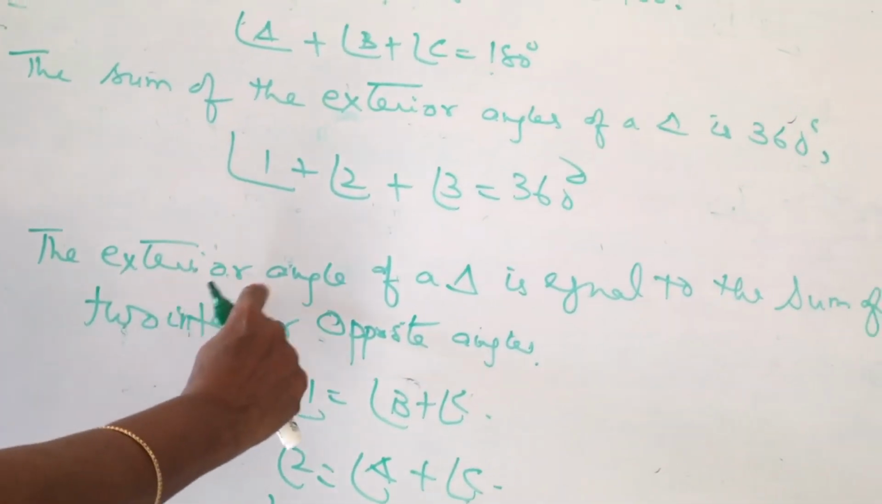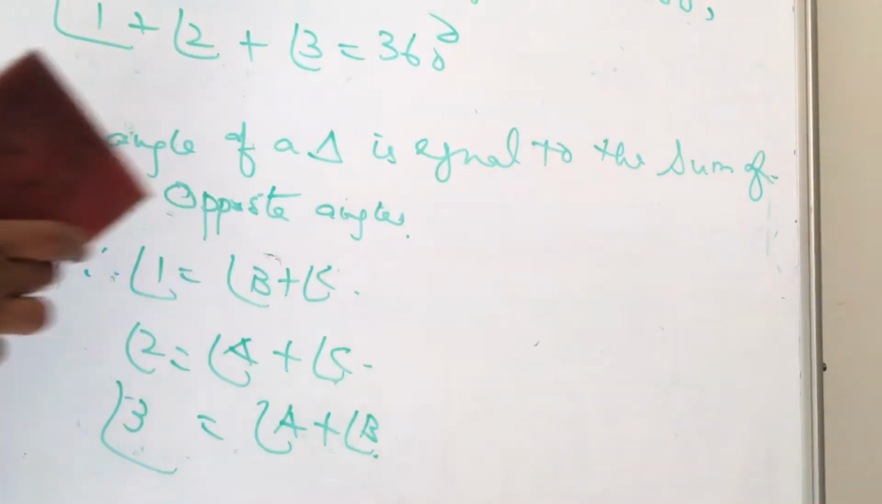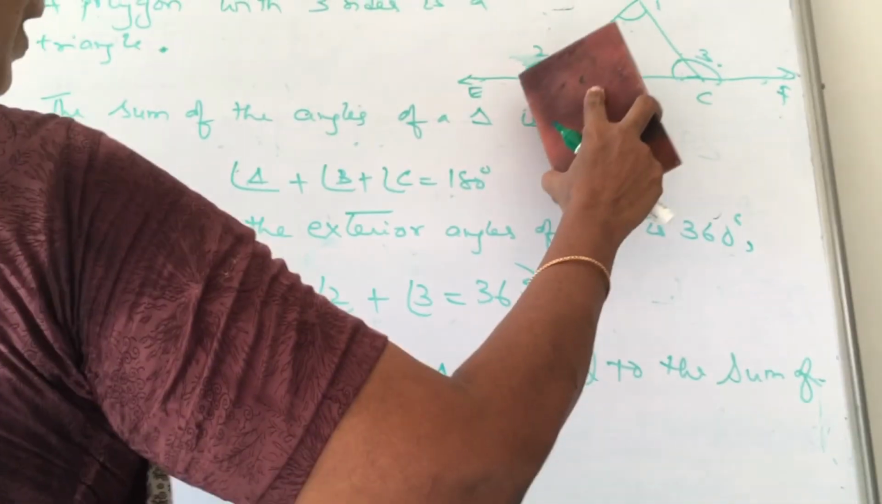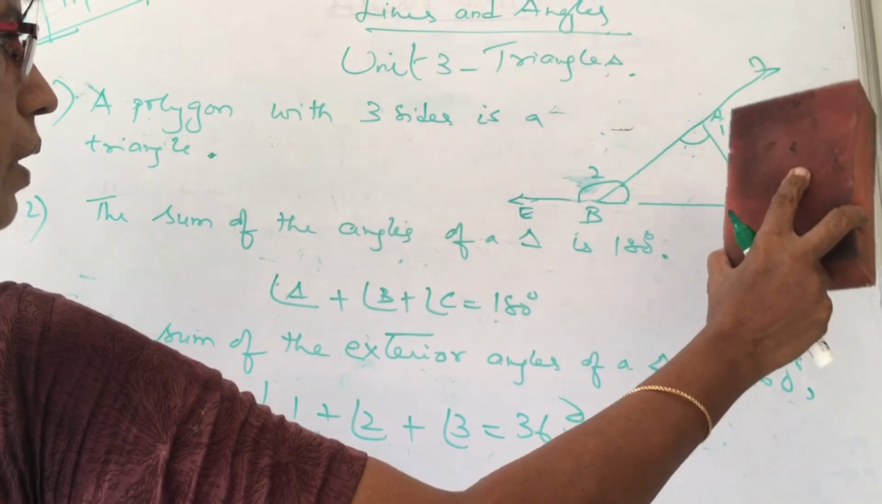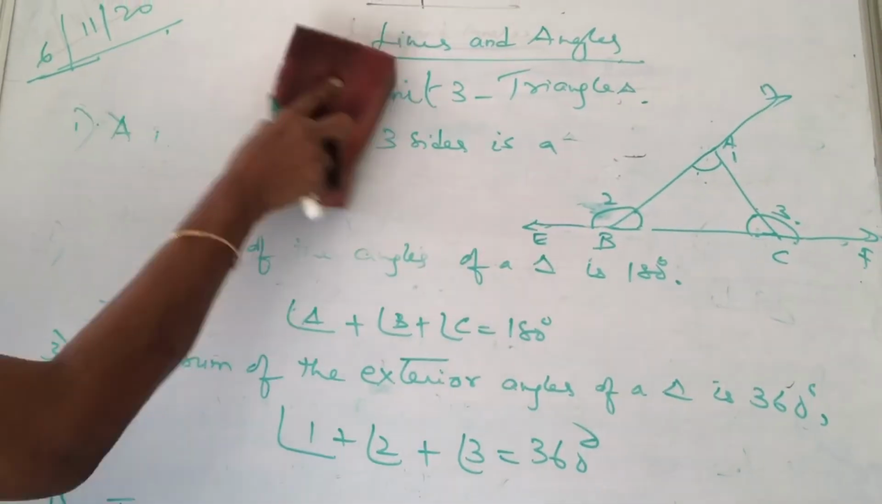Next, the exterior angle of a triangle is equal to the sum of the two interior opposite angles. Angle 1 is equal to angle B plus angle C. Angle 2 is equal to angle A plus angle C. Angle 3 is equal to angle 1 plus angle 2.